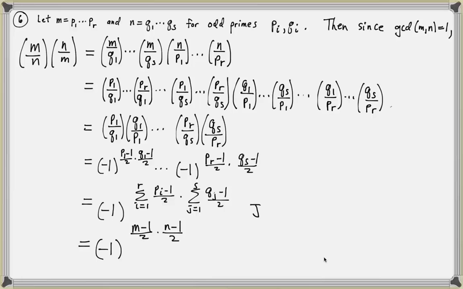So this was just as in the proof of property 4. We saw that the sum from i up to r of pi minus 1 over 2 will be congruent to m minus 1 over 2 mod 2. So I can use this to replace the exponent with m minus 1 over 2 and similarly with n minus 1 over 2. So this finishes the proof of the 6 main properties of the Jacobi symbol. And now I'm going to do a couple of examples of evaluating Jacobi symbols using these properties.